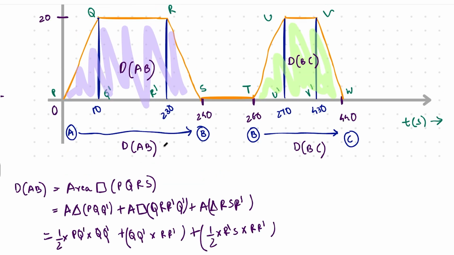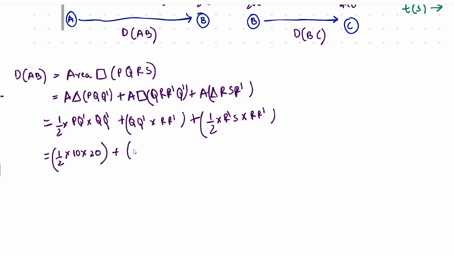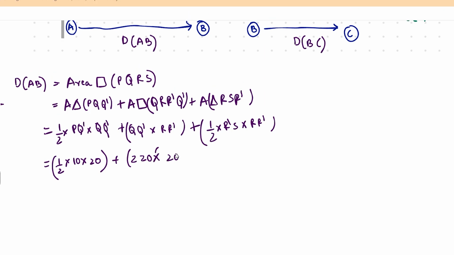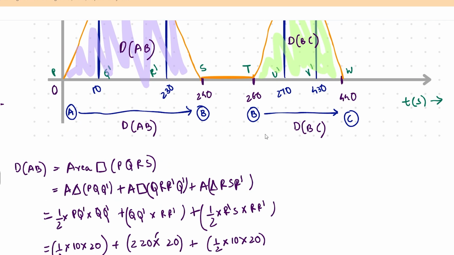Okay. And from this graph, if we were to calculate these lengths, we would get half into 10 into 20 plus QQ dash is 230 minus 10. That is 220 into 20 plus half into 10 into 20. If we were to quickly solve this, we would get 100 plus 4400 plus 100 again. And if we were to add this, we would get distance between the stations A and B is 4600 meters, which is same as saying 4.6 kilometers. This is the distance between the stations A and B.